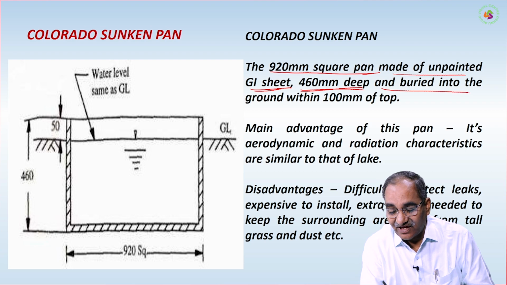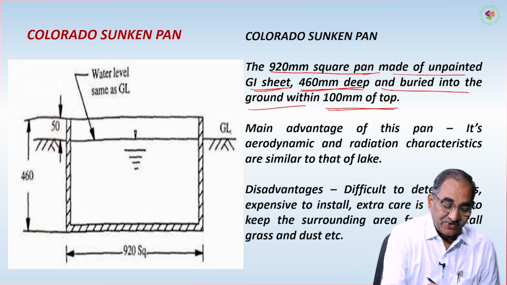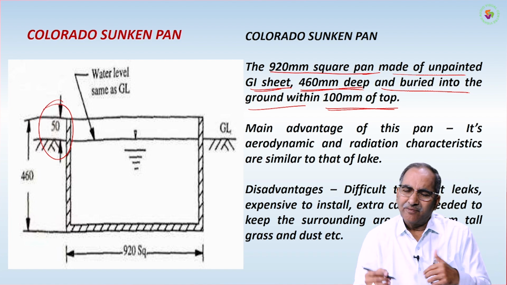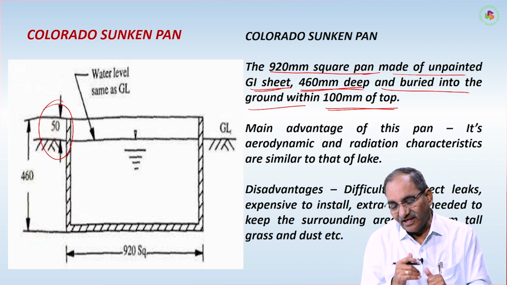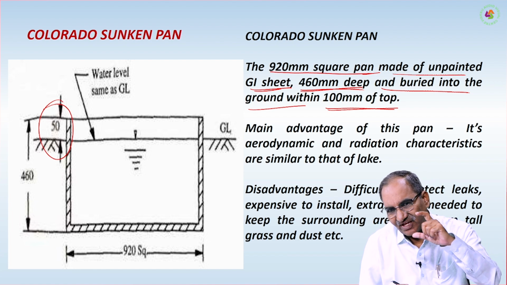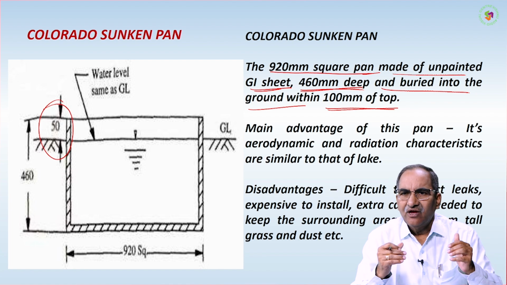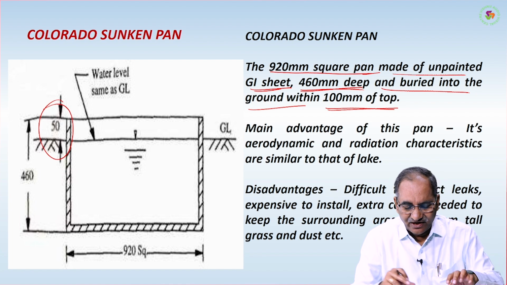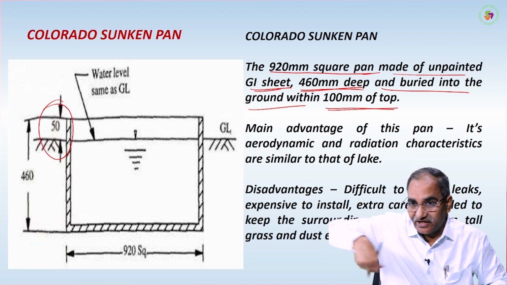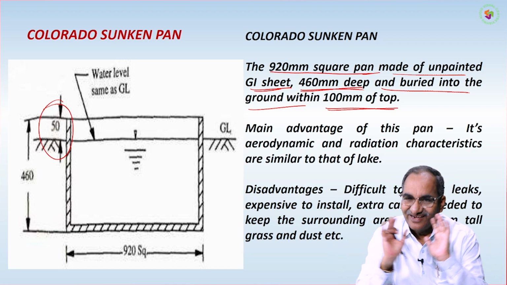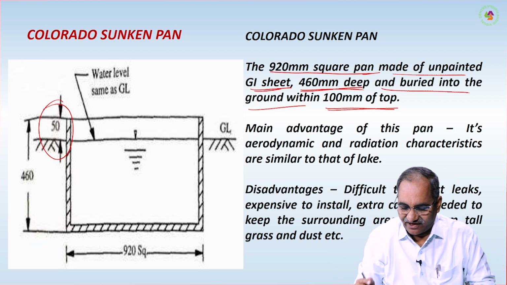and buried into the ground within 100 mm of the top actually. So the top is only this much we have kept, or 50 to 100 you can keep it, and the rest should be buried into the ground. Total is 460. Out of the 460 you can keep 360 buried, 100 outside, or 380 rest outside, like that you can put. And it is a square thing, the base is not circular, it is not a cylinder actually, the pan, but it is a square thing.